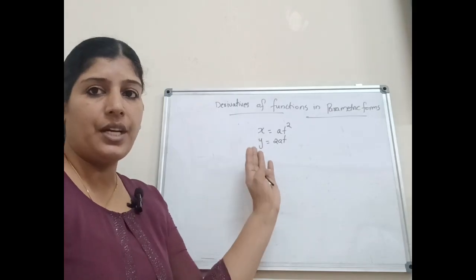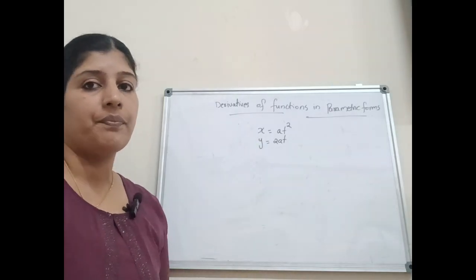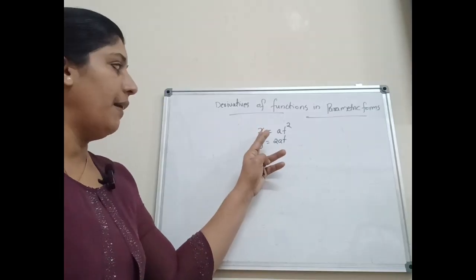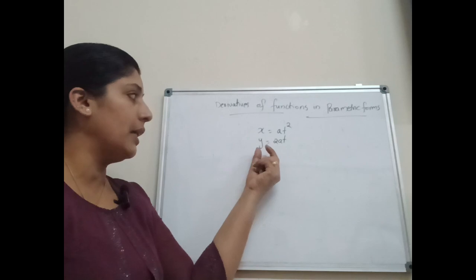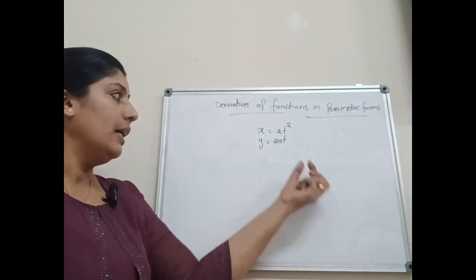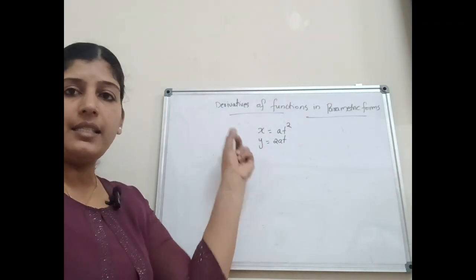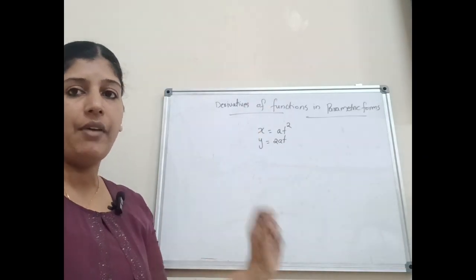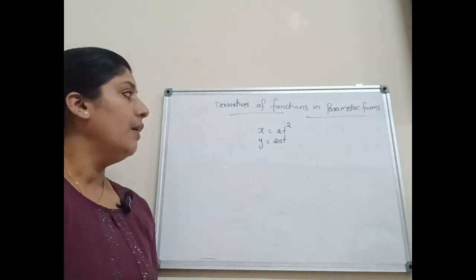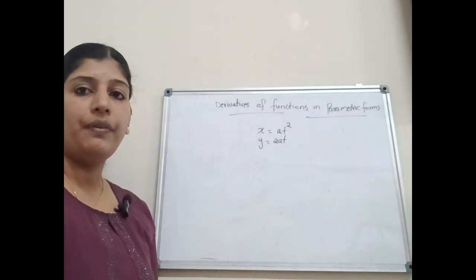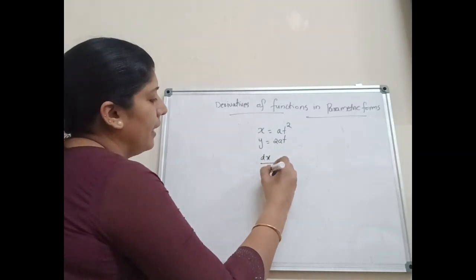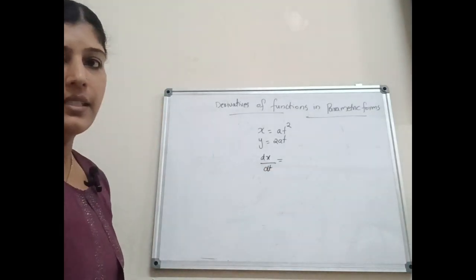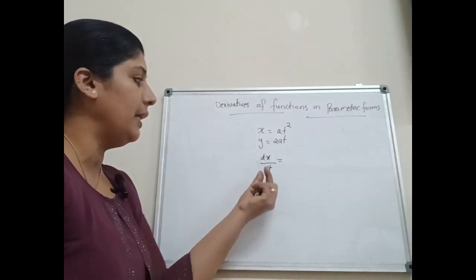Then by using these two functions, how can we find out dy by dx? Here x is defined on a variable t and y is also defined on the same variable t. That means we can see more than two variables, x, y, and t also. Here t is called the parameter of the function. Then how can we find out the derivative of the functions? Here we have to find out dy by dx. In this case, first we have to find out dx by dt, because the function x is given on t variable.